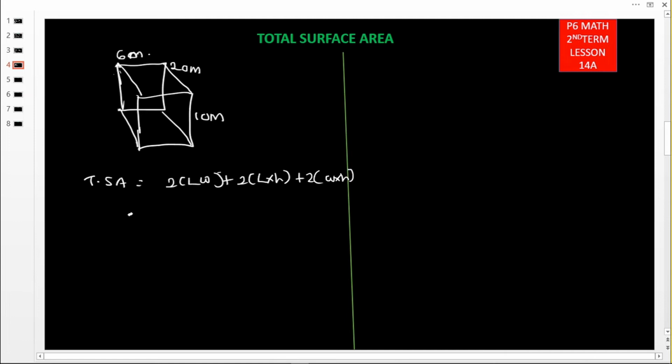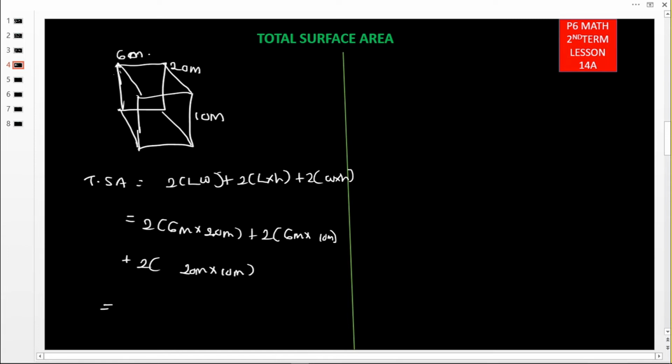Times height. Okay, so we are having 2 times, what is the length? Our length is 6 meters, then times the width, what is that one? 20 meters, then plus 2 into what is our length? Our length is 6 meters, then the height is 10 meters, then plus 2 into what is the width? The width is 20 meters, then what is the height? The height is 10 meters.